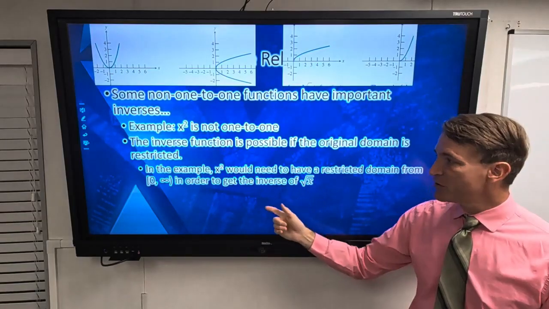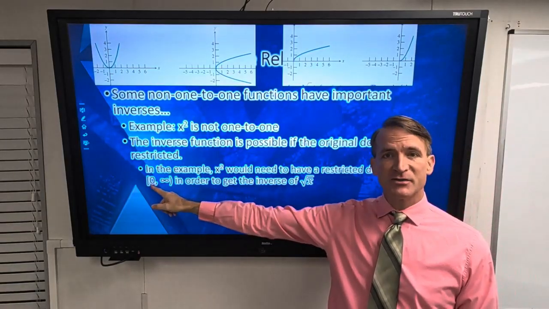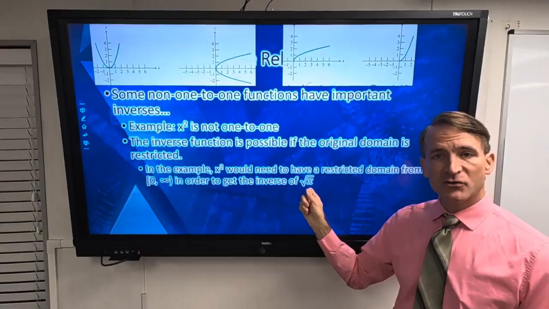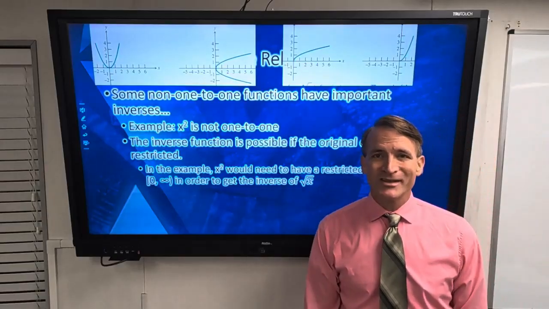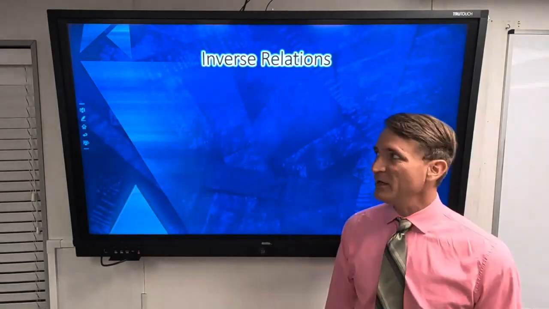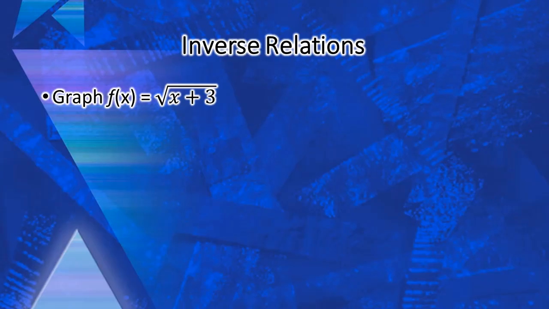And since I restricted my original domain to be just positive numbers or non-negative numbers, then this square root of x will accept any of the numbers that I have in my restricted domain. I would like you to take out your calculators and graph the square root of x plus 3.